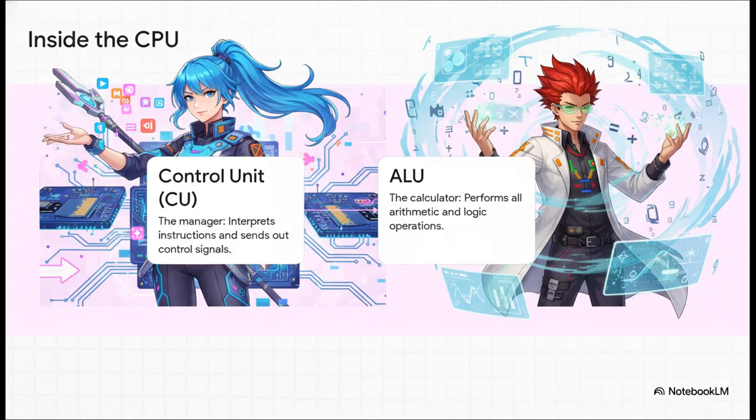Now, our manager is actually a 2-part team. First up is the control unit. Think of it as the ultimate project manager or a traffic cop. It looks at the incoming instructions and tells all the other parts what to do, when to do it, and where to send the results.